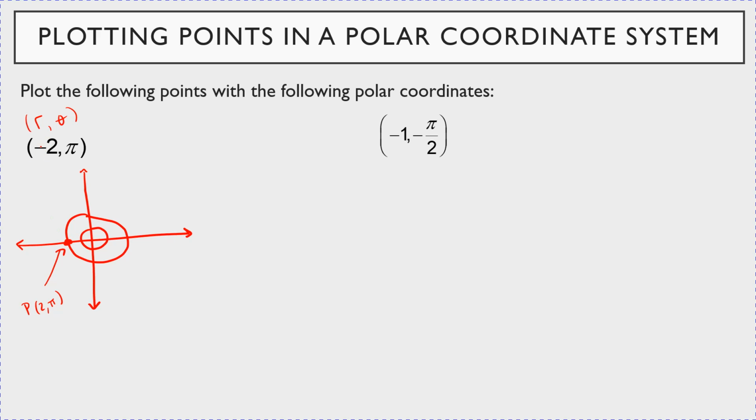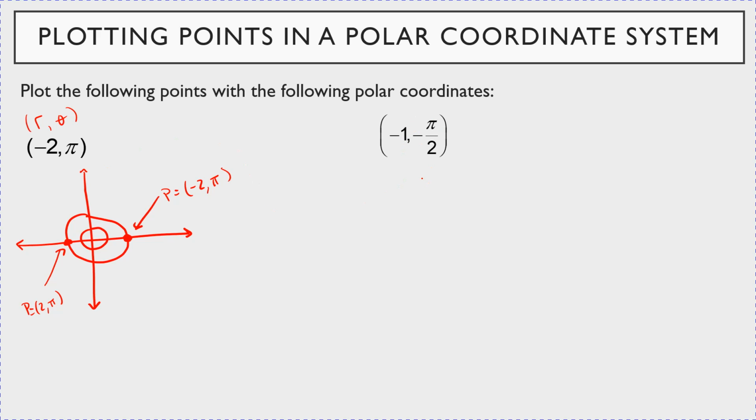But what happens is when you have a negative, the negative says, okay, go here, but then the directed distance is the opposite way. So it would actually be over here. So this is the point -2, pi. Basically, when you have this negative distance, it's 180 degrees in the opposite direction. Okay, that's what the negative is telling us here.